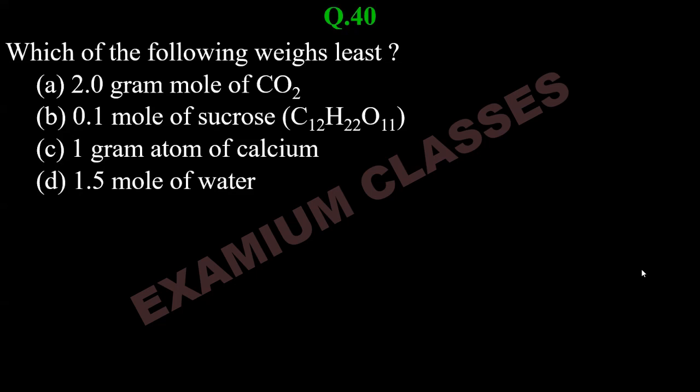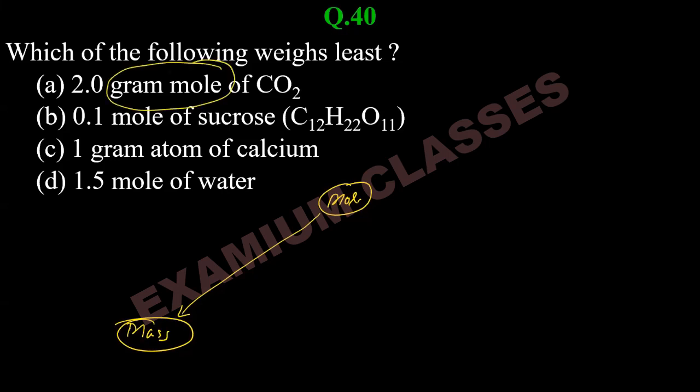Just think from the perspective that which of the following weighs least means you have to get the mass from what? Mole. Now think and then answer. Gyanendra, yes, correct. Gram moles means mole. Mole means mole. Gram atoms means mole. Mole means mole. Means all of these are in moles. You just need to multiply these by their molar masses and get the mass. And after that, you need to see which one is the least. Subway, now correct.